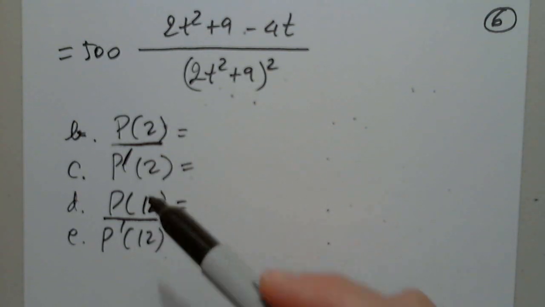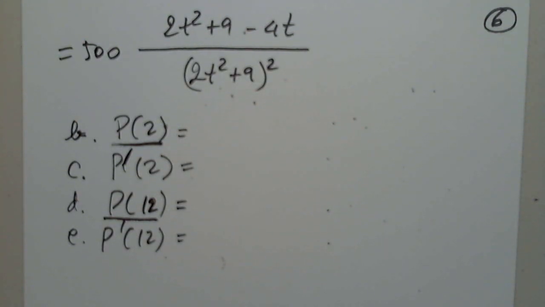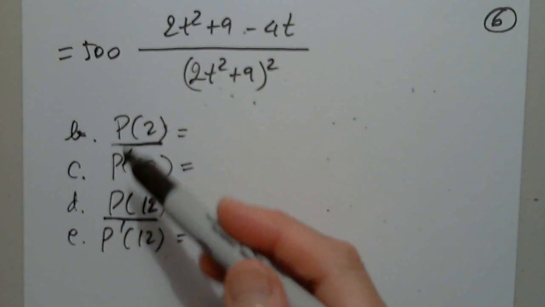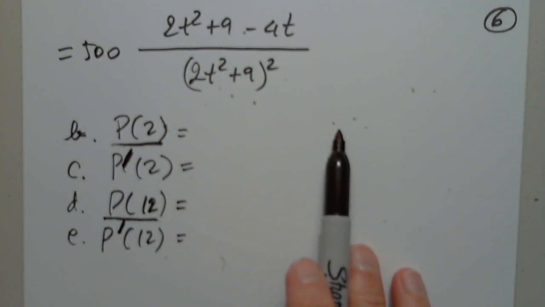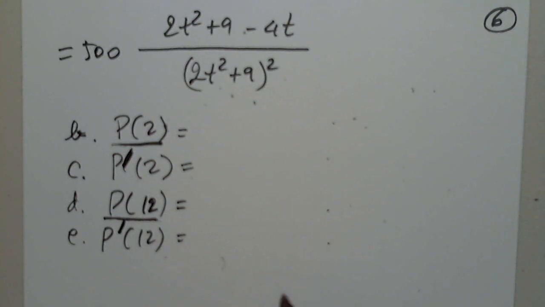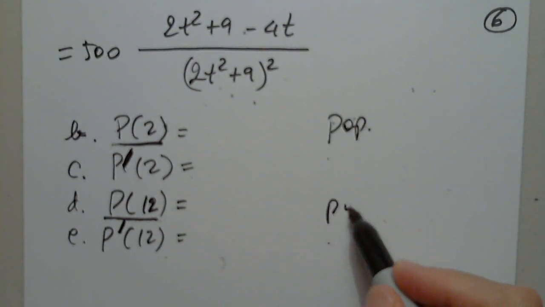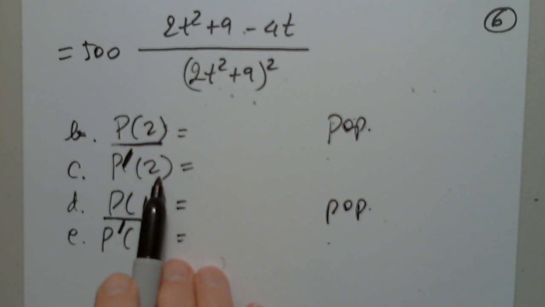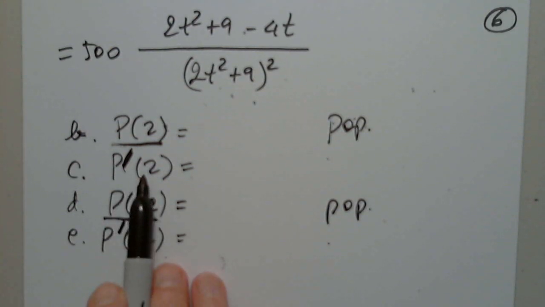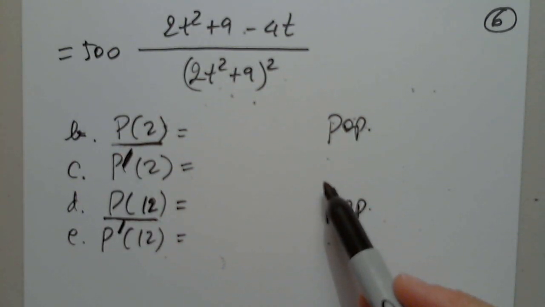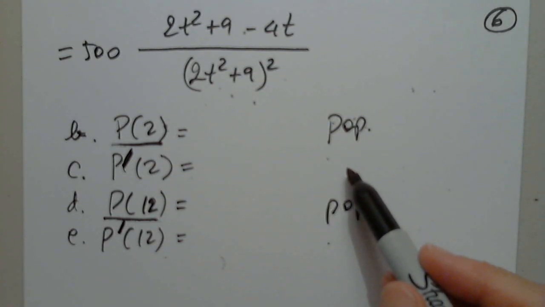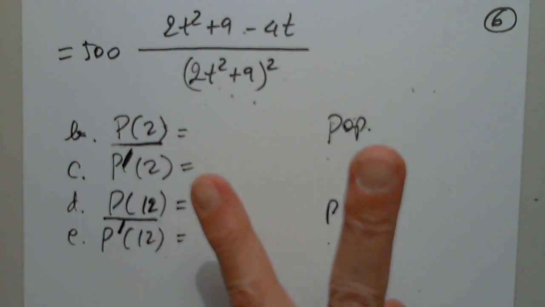Anyone? P of 2 and P of 12. What would be the measurement unit for those? Because they cannot have all the same measurement unit. Population in years. Thank you. Population. Awesome. What about P prime of 2 and P prime of 12? Because it cannot be the same as the other ones. It's a rate of change, so it has to have 2 measurement units.